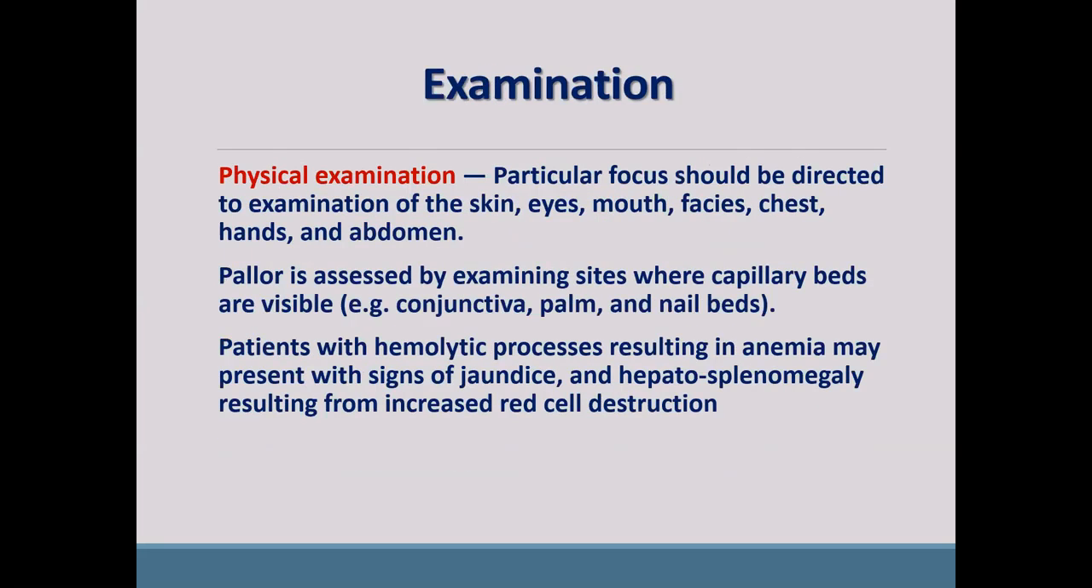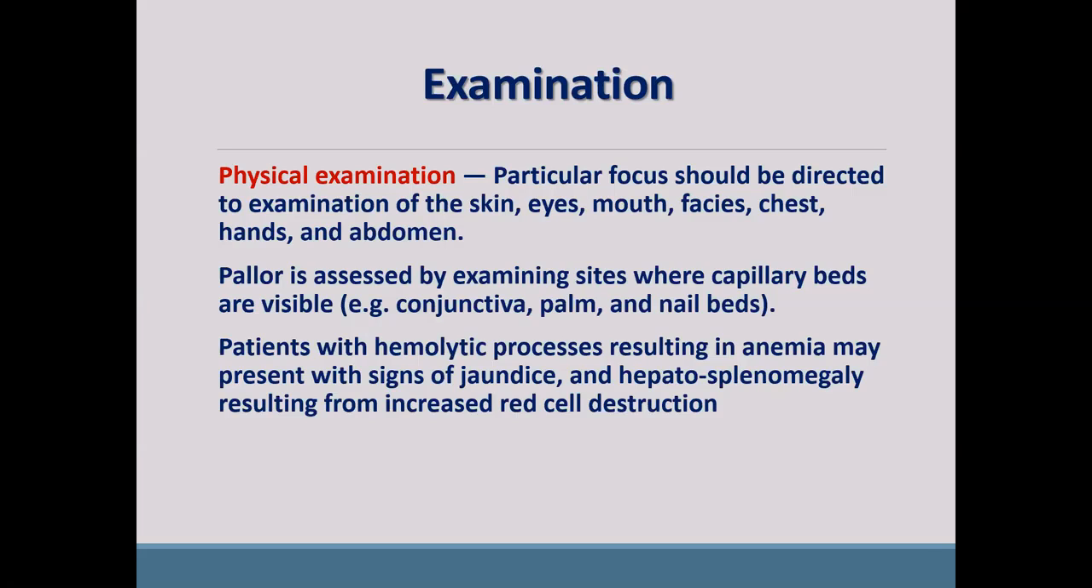On physical examination, we should focus on examination of the skin for pallor, jaundice, and other findings like bleeding tendency, cafe au lait spots, palmar erythema, spider nevi, capillary hemangioma, and earthy color in uremia. Also assess the eyes, the mouth, facies, chest, hand, and abdomen for organomegaly or signs of portal hypertension like ascites and splenomegaly. Pallor is assessed by examining the sites where capillary beds are visible, like conjunctiva, palm, and nail beds.